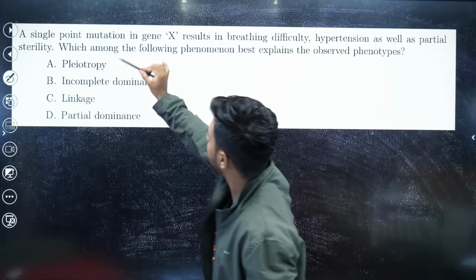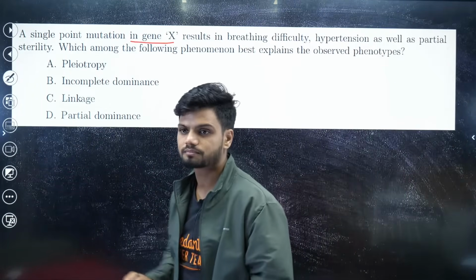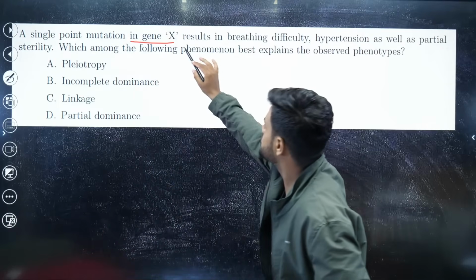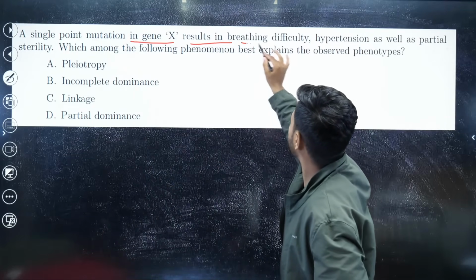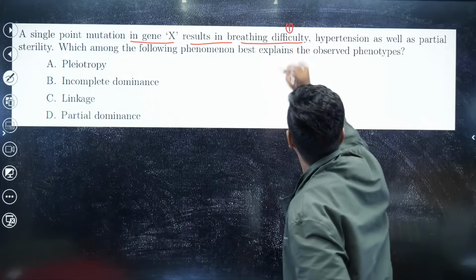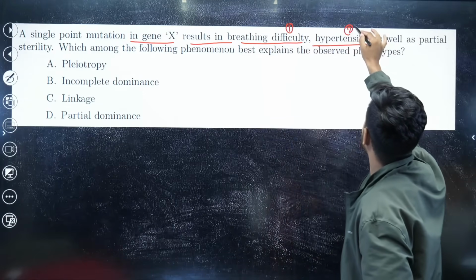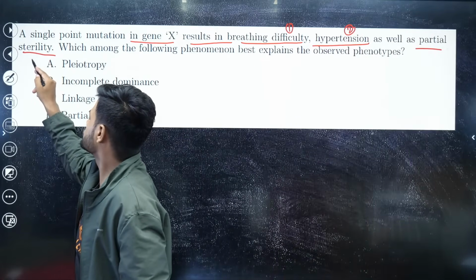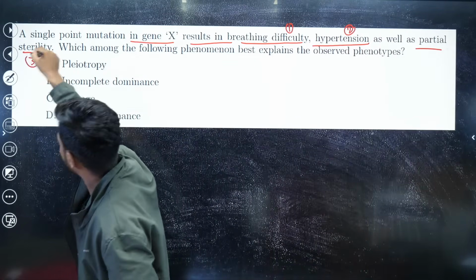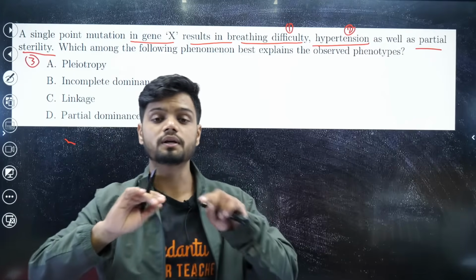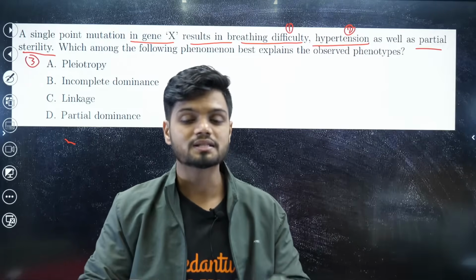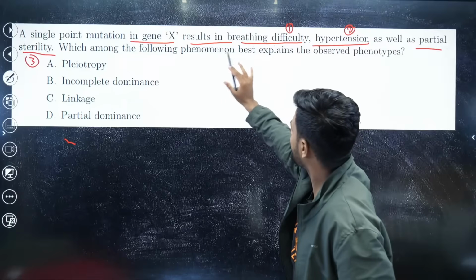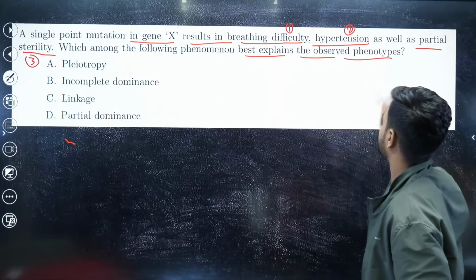A single point mutation in gene X results in breathing difficulty, one symptom, hypertension, second symptom, as well as partial sterility. So a mutation in one gene is causing many different symptoms. Which of the following phenomena best explains the observed phenotype?